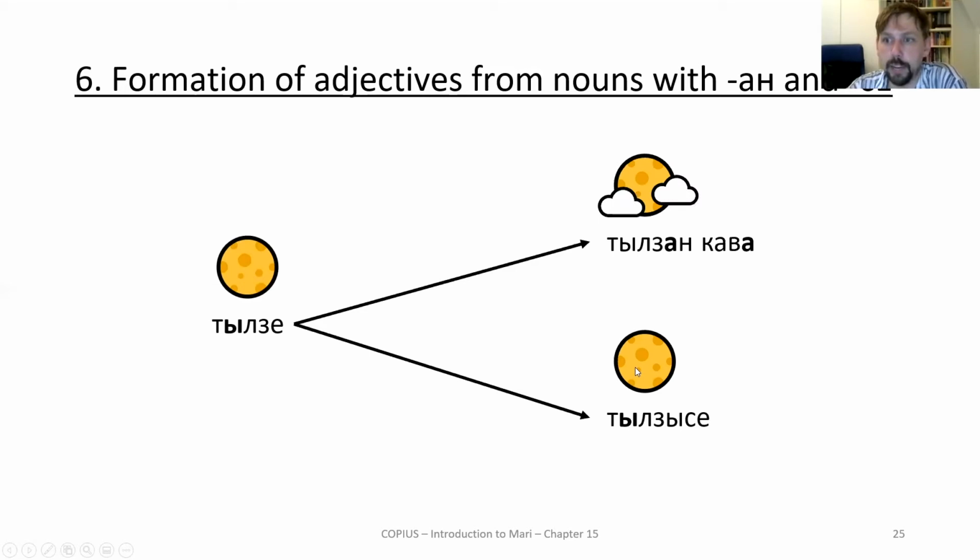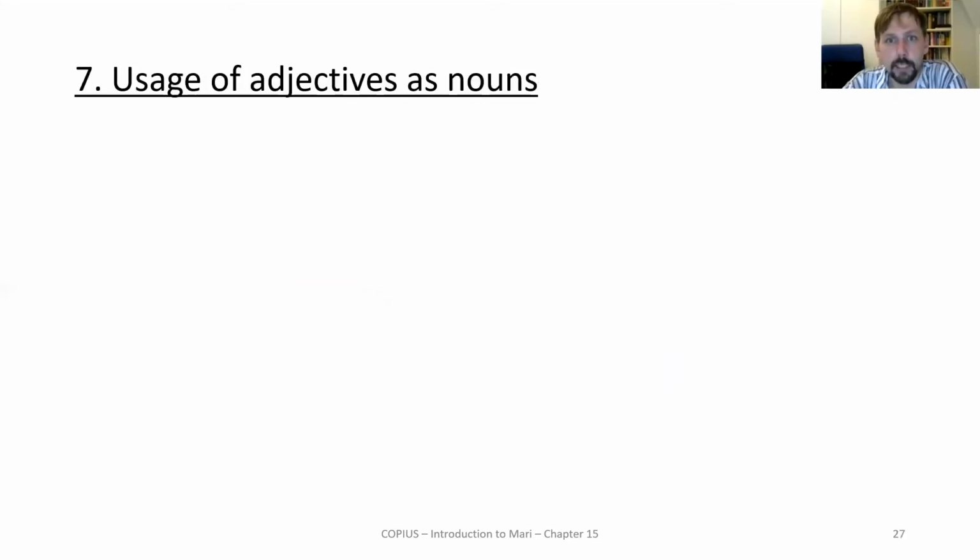So we, for example, could have a tilsan kava, like a moony sky, a sky with a moon, and we could have a tilse ur, a squirrel that lives on the moon. And it is important to keep these suffixes separated, because if you do not, you might end up having tilsan ur. This is also still squirrel and a moon, but now suddenly the squirrel owns the moon because it has a moon, it possesses a moon. So be careful.